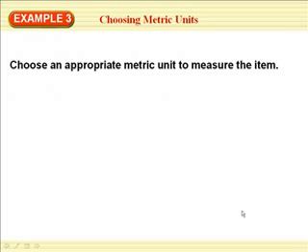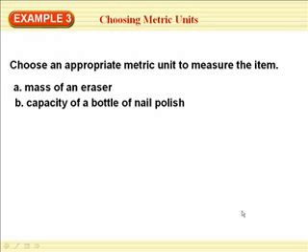Example 3, choose an appropriate metric unit to measure the item. The mass of an eraser. Remember, mass is grams, so is it going to be a gram, a milligram, or a kilogram? A gram is about a paperclip, a milligram is about a grain of salt or sugar, and a kilogram is your textbook.